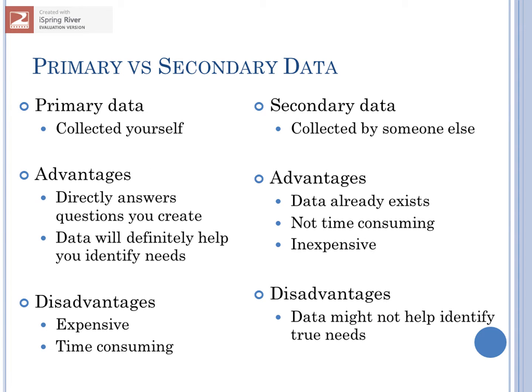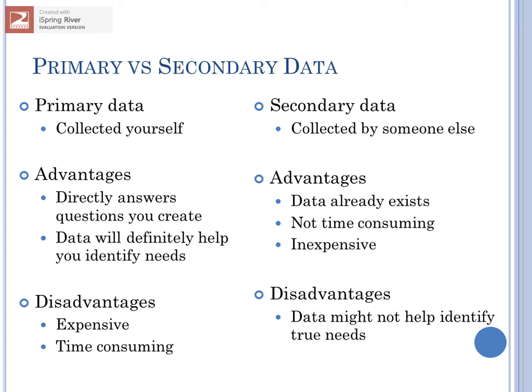2 types of data are typically used with a needs assessment. One is primary data, which is data that you collect yourself to obtain specific information related and tailored towards your needs assessment. The other is secondary data, which is data that has already been collected by someone else and is available to you to use in your needs assessment.